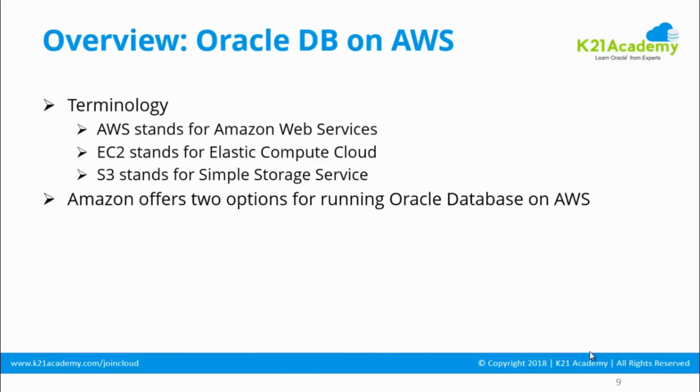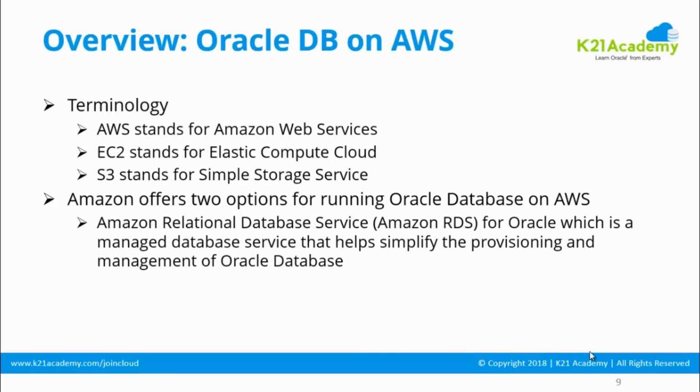Now, from a database perspective, that too from running an Oracle database on Amazon, we have two options. Option one, which is what Amazon recommends, is the Amazon Relational Database Service, or Amazon RDS, for which Oracle is a managed service that helps simplify the provisioning and management of Oracle database. When you say managed service, you don't need to deal with how do I back up the database, how do I patch the database. Everything is handled behind the scenes by Amazon.